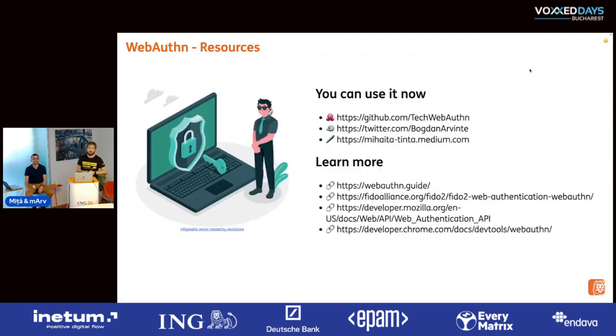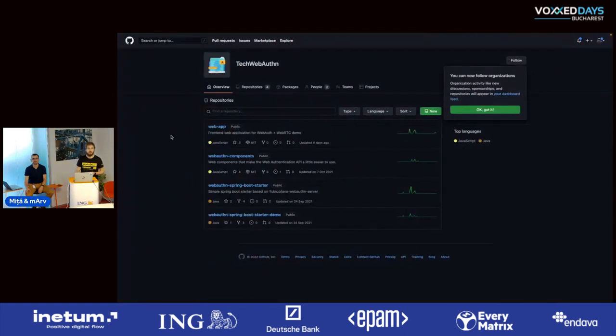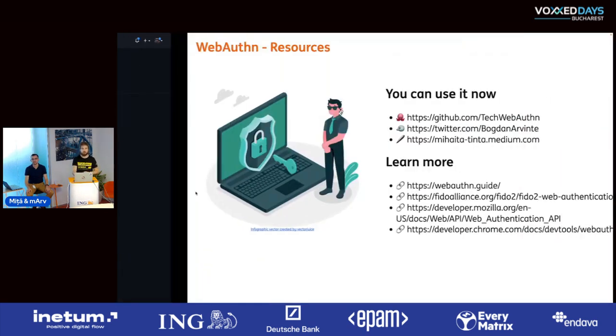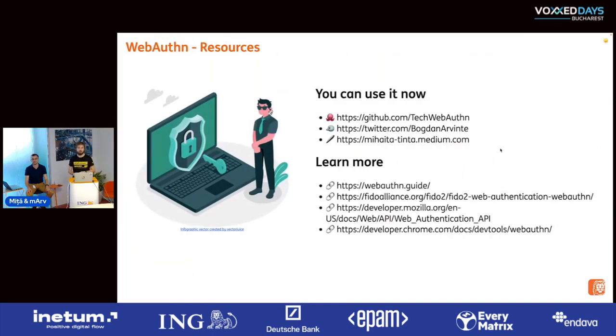If we move on to the resources that helped us, we encourage you to take a look at our Tech Web Authn organization on GitHub. You'll find there the application that uses this Spring Boot starter and the web components. You can find the repo for the web components, the Spring Boot starter as well, and the demo application that Mitsa just showed you. But there are other resources that you can learn from. You can check our social media accounts, Medium, and learn more about web authentication at webauthentication.guide, where you'll see a deep dive, which unfortunately we didn't have time for in this presentation.